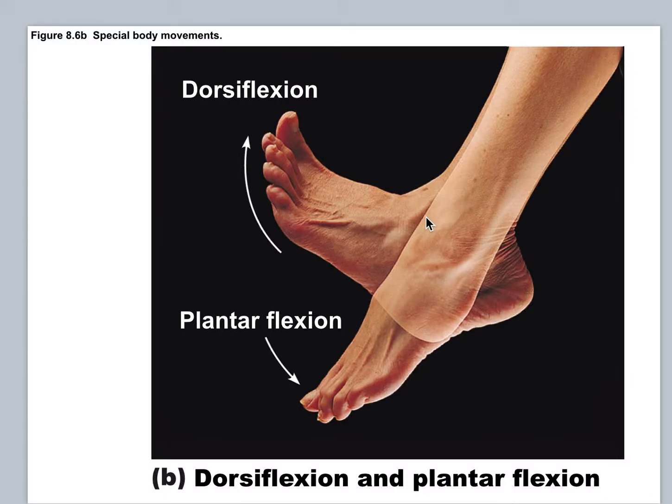Dorsiflexion pertains to the movement of the ankle. Dorsiflexion is bringing the ankle up. Plantar flexion is pointing the ankle down, like stepping on the tiptoes. So dorsiflexion is up, plantar flexion is down.